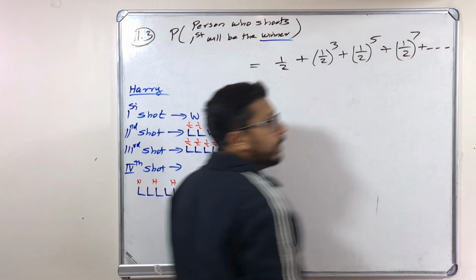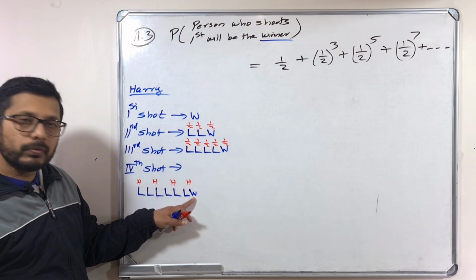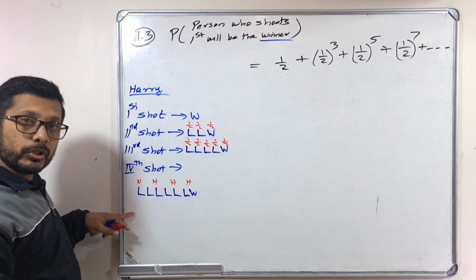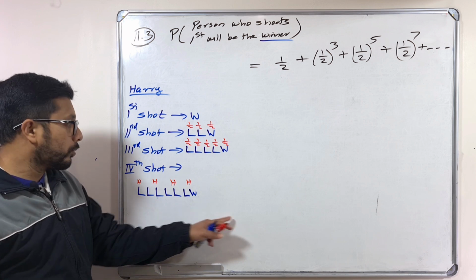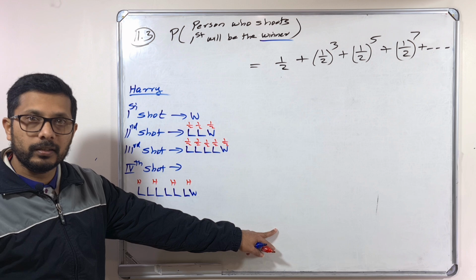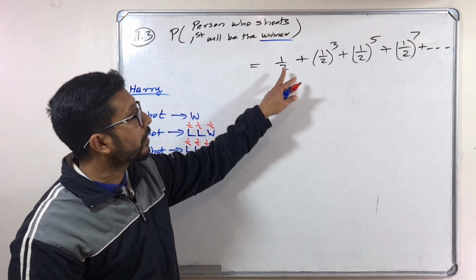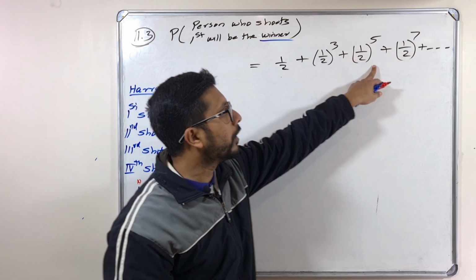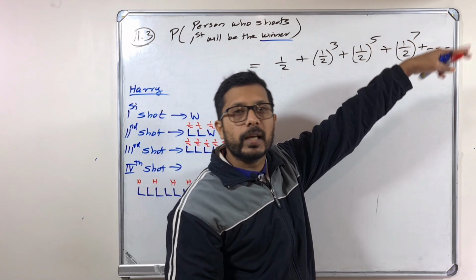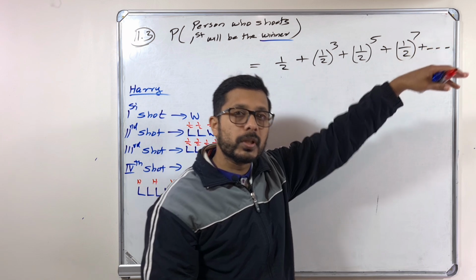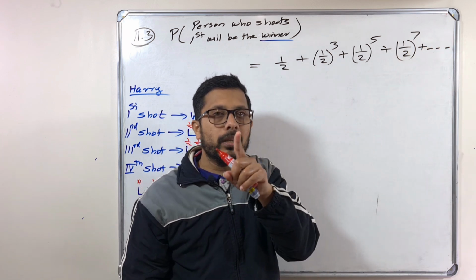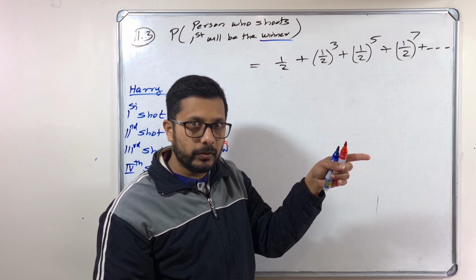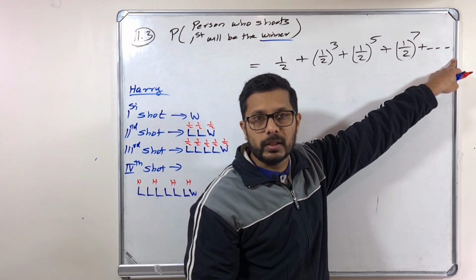So it is continuing, it's not finishing. Assume that this one is also lose, then again Harry will get another fifth shot. That means lose, lose, lose, lose, lose, lose, lose, lose. At last there is a win. That means look at the chances: 1 over 2 plus 1 over 2 cubed plus 1 over 2 raised to 5 plus 1 over 2 raised to 7 plus etc. Why is it etc.? Because until one gets the bullseye, only then will the game stop. You understand? That is why plus etc.